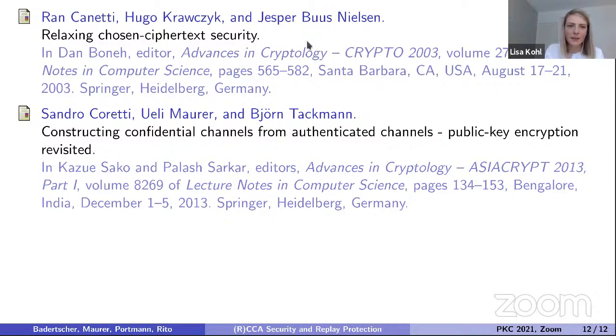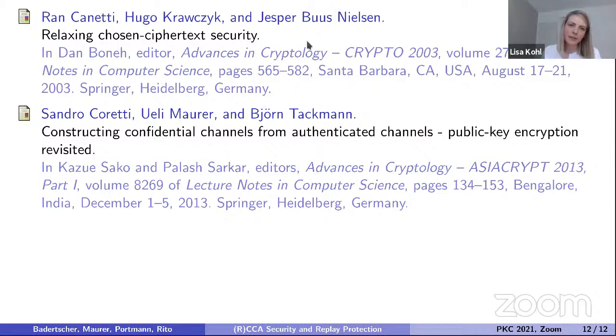So maybe you already mentioned that there is a problem with the RCCA security when the message space is small, because you don't actually get confidential communication, like your benchmark 1. Can you say why this is the case, or kind of what goes wrong? So why is benchmark 1 not achieved for RCCA security?